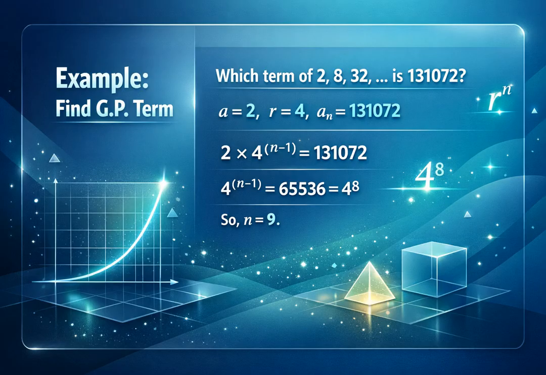Which term of 2, 8, 32, and so on equals 131072? This is a GP with a equals 2 and r equals 4. We need n such that the nth term equals 131072. So 2 times 4 to the (n minus 1) equals 131072. Dividing by 2, 4 to the (n minus 1) equals 65,536, which is 4 to the 8th. Therefore, n minus 1 equals 8, so n equals 9.